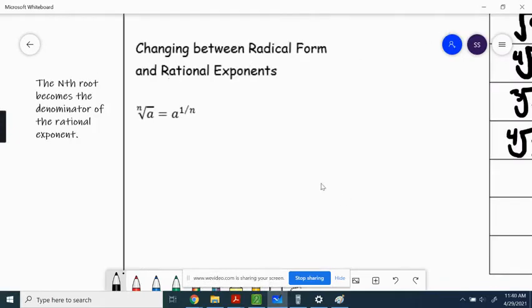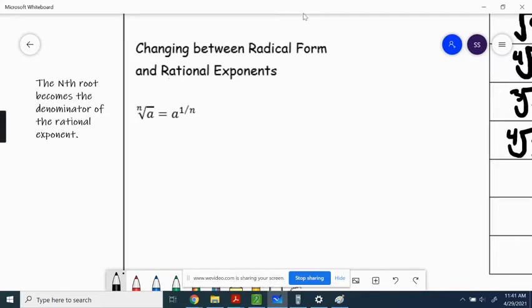Okay, moving on. Now we're going to be looking at changing between radical form and rational exponents. And so rational exponents just means our exponent is going to be a fraction. Okay, so we have a to the nth power. We can write that as a raised to the 1 over n power. So I have this little note that I want you guys to write down. The nth root becomes the denominator of the rational exponent.